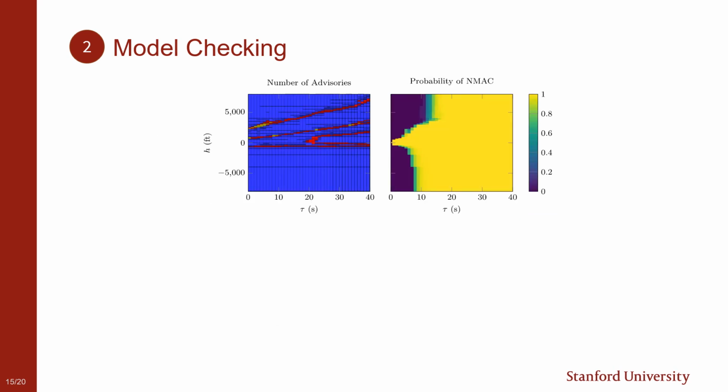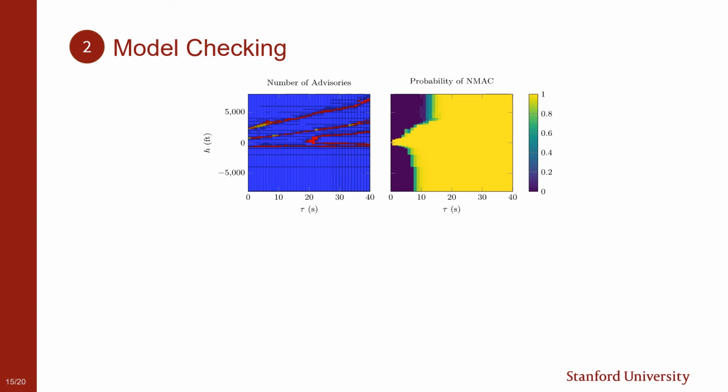So then we can perform model checking using this model, and this is the result that we get. The plot on the left shows the discretization of the space, and the plot on the right shows the probabilities. The vertical axis is the relative altitude between the two aircraft, and the horizontal axis is the time to loss of horizontal separation. If we assume that aircraft encounters are initialized with 40 seconds to loss of horizontal separation, we can use the estimates at tau equals 40 to determine the probability of collision. So therefore, we want the probability to be low on the right end of the plot.